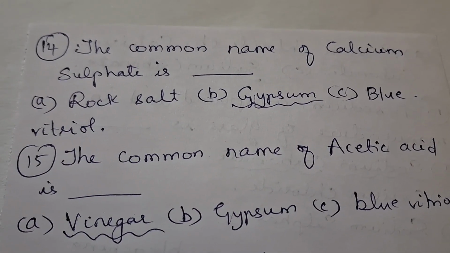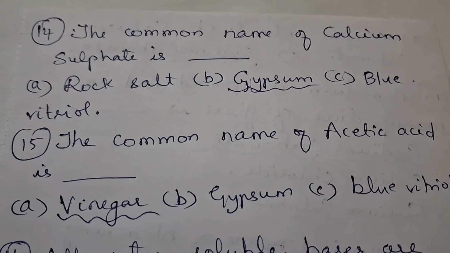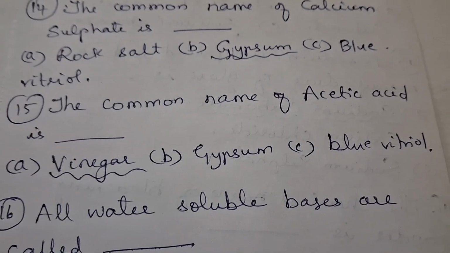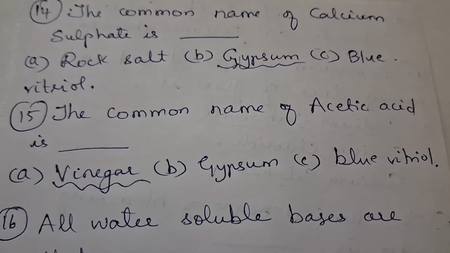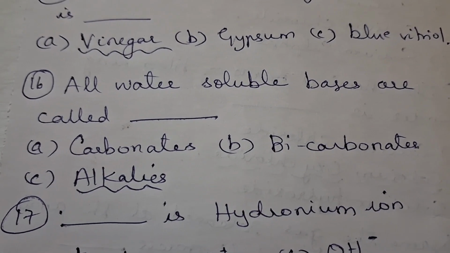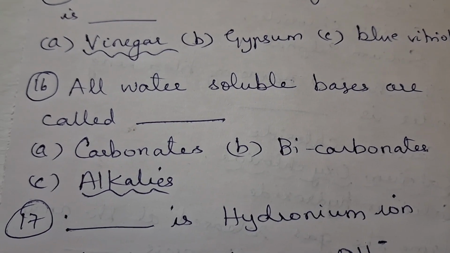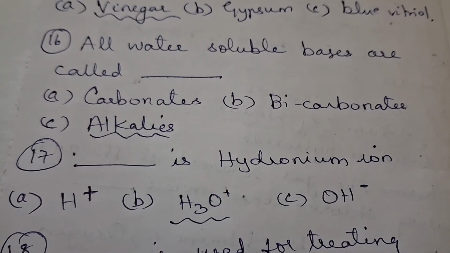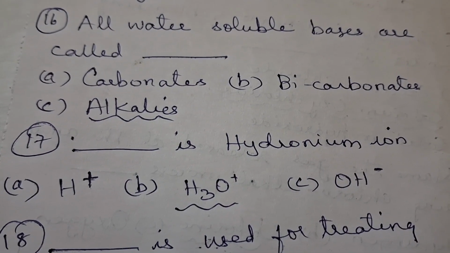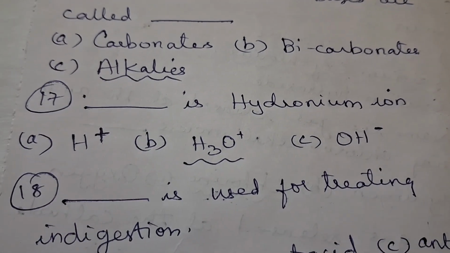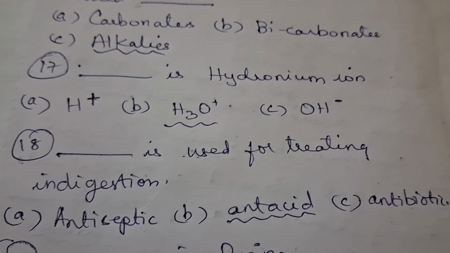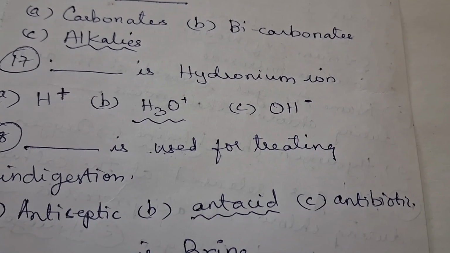The common name of calcium sulfate is rock salt, gypsum or blue vitriol. So the answer is gypsum. The common name of acetic acid is dash: vinegar, gypsum or blue vitriol. So it is vinegar. All water-soluble bases are called dash: carbonates, bicarbonates or alkalis. So the answer is alkalis. Dash is the hydronium ion: H plus, H3O plus or OH minus. So H3O plus is the hydronium ion. Dash is used for treating indigestion: antiseptic, antacid or antibiotic. So the answer is antacid.